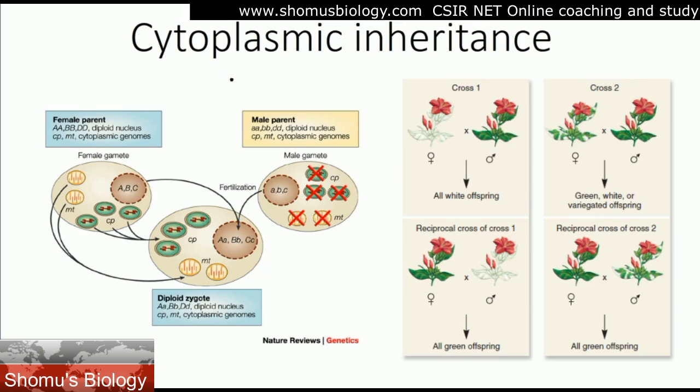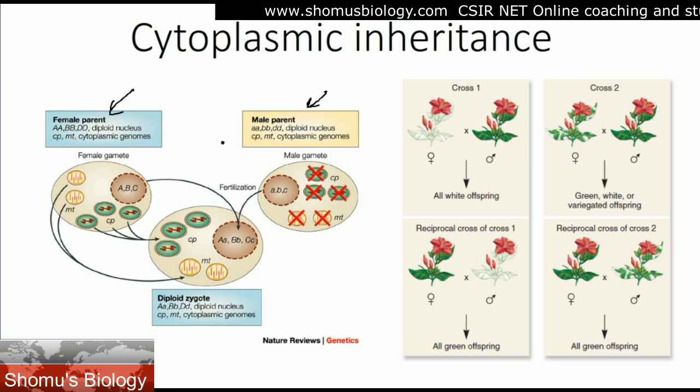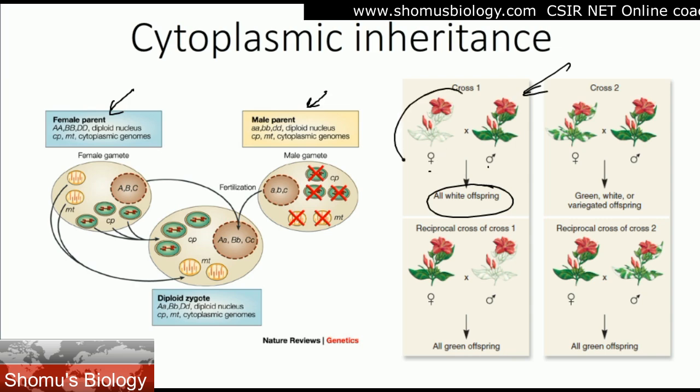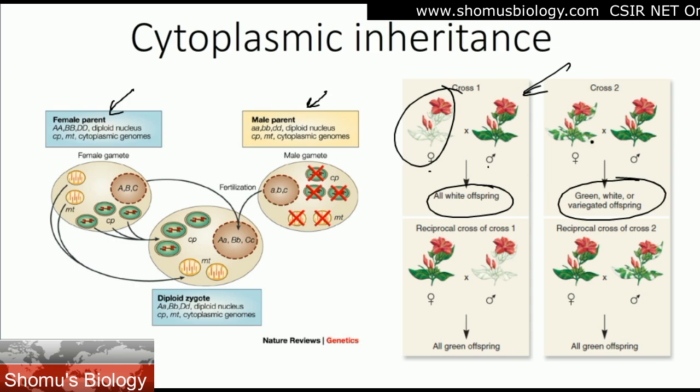In this example you can see the female parent and male parent, with a cross between female and male, where the female has a defect in the chloroplast gene that leads to lack of green pigment formation. In this cross, all the offspring produced will be white because the mother had the defect. But in the same situation, if the father had the defect, none of the individuals will have this albino color. They will have green, white, and varied offspring because the father had the defect.